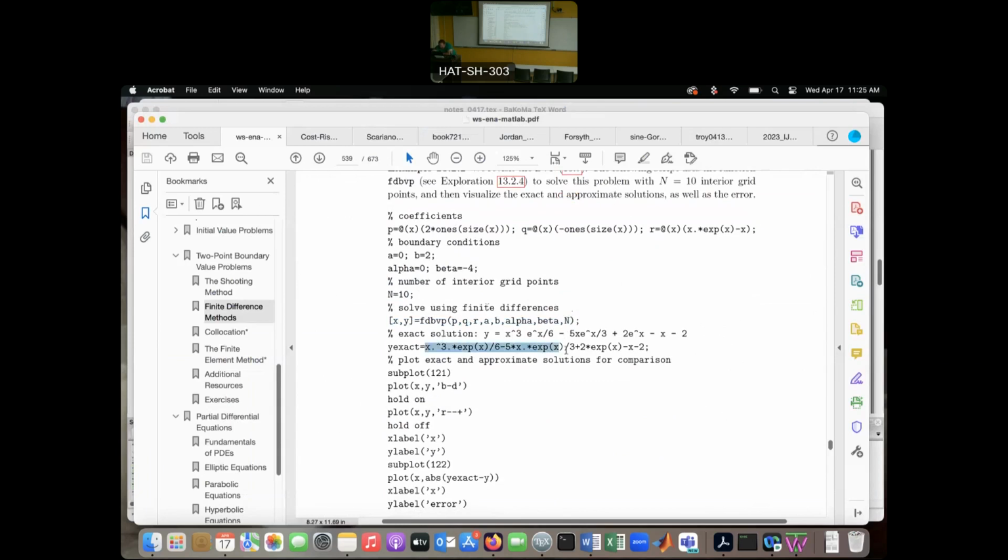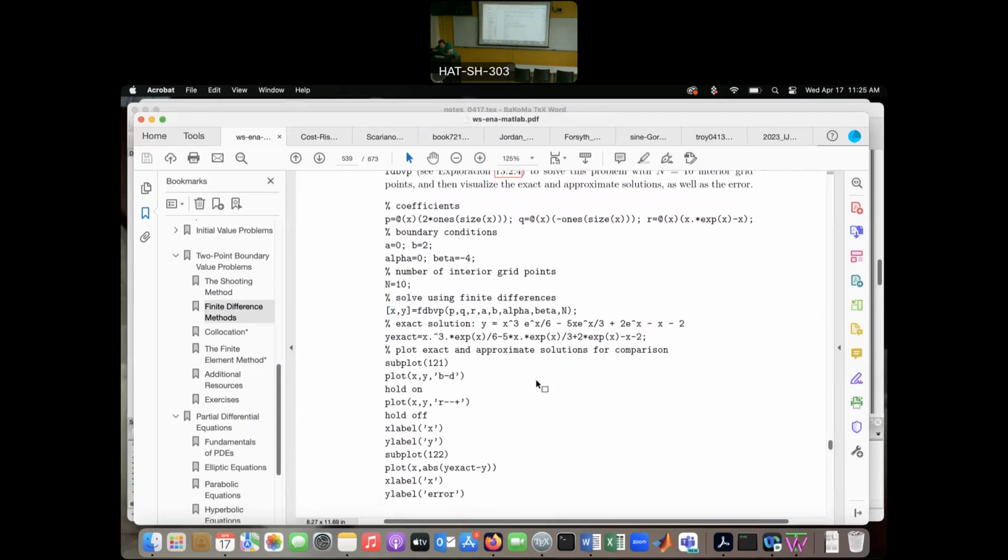This is the exact solution. So the function for the finite difference boundary value problem returns a vector of x values and a vector of corresponding y values. So the approximate solution at those x's. So then we use this x and evaluate the exact solution formula at that x. So that way we can plot the exact solution and the computed solution.